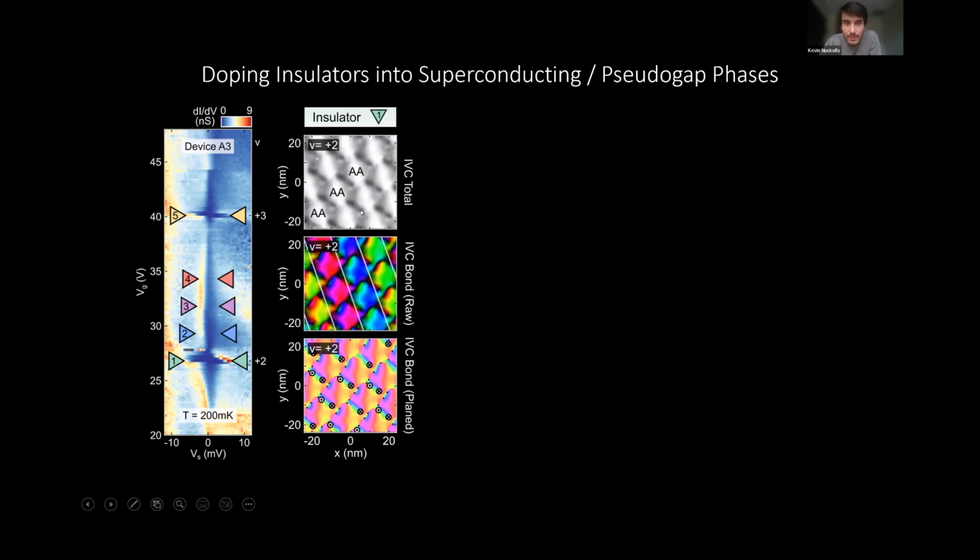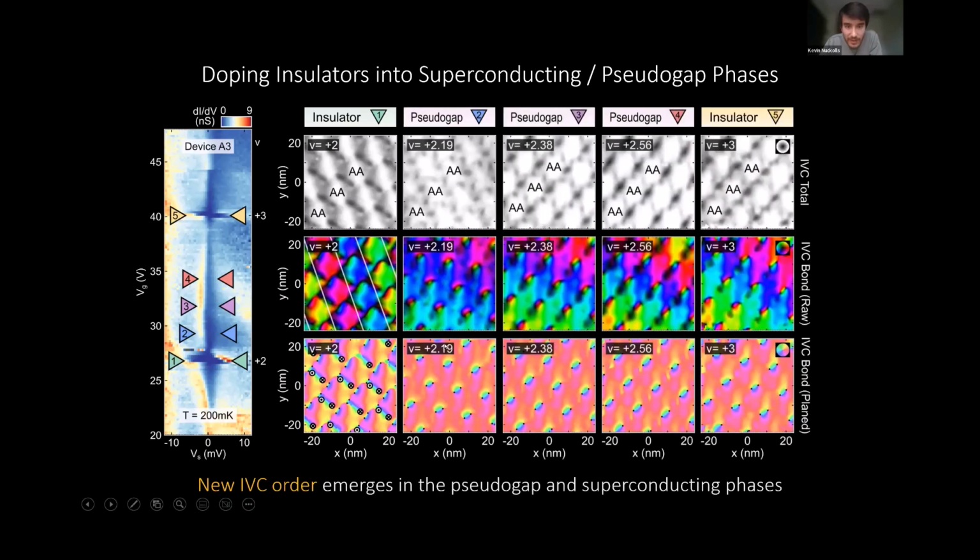We see these deep suppressions at two places in the Moire superlattice in Kekulé strength. We see it's a stripe phase, and we see upon plane subtraction a lattice of vortices and antivortices. When we dope the system out of this insulator, we find a complete resetting and the emergence of new IBC order in the pseudogap phase, all the way persistent to nu equals +3.